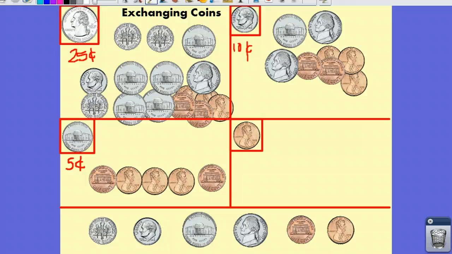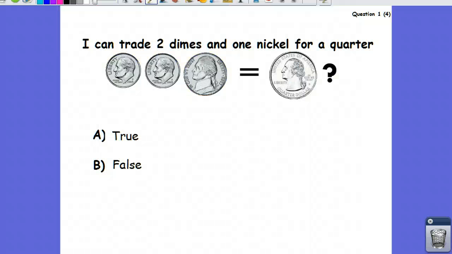Let's take a short quiz. Are you ready? Let's read this question together. I can trade 2 dimes and 1 nickel for a quarter. True or false? Write your answer on your whiteboard.